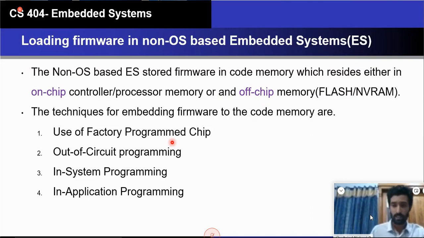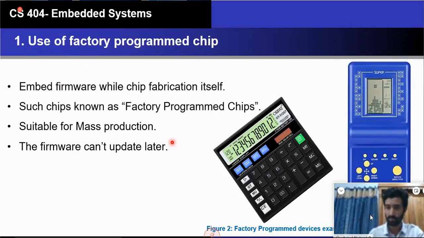First we'll see one of the easiest techniques to understand, use of factory programmed chips. So you may be knowing about these two embedded systems. This is a calculator and this is a brick game. Some of you may have used it in your childhood. So what are the basic similarities between these two embedded systems? These two are meant for mass production. They are just examples of mass production devices, so they have a wide range of customers.